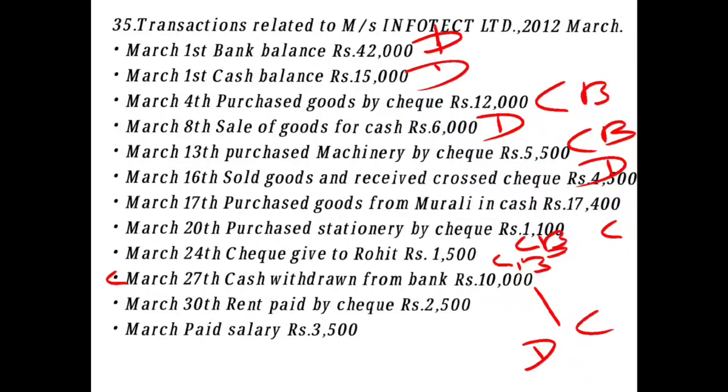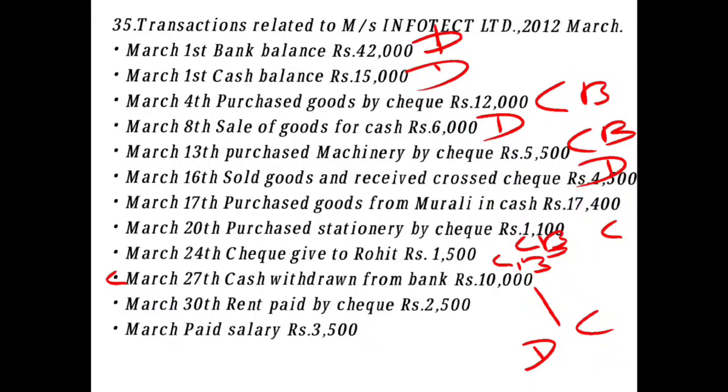Debit side, the cash column 10,000 we have received from the bank, and credit side, the banker is the giver, so bank column credit side. Okay, on the credit side you should give it to the bank column and on the debit side the cash column 10,000.